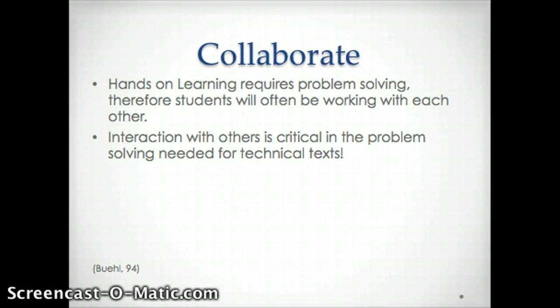Collaborate. Hands-on learning requires problem solving. Therefore, students will often be working with each other. Interaction with others is critical in the problem solving needed for technical text.